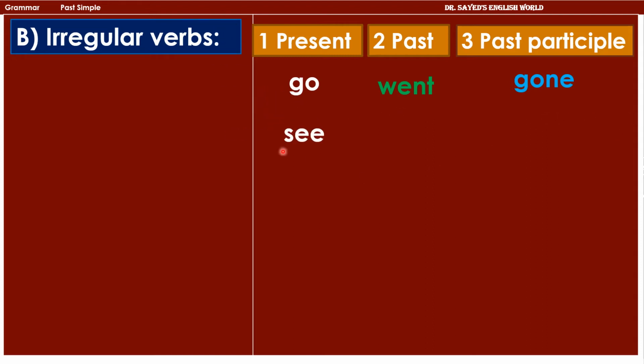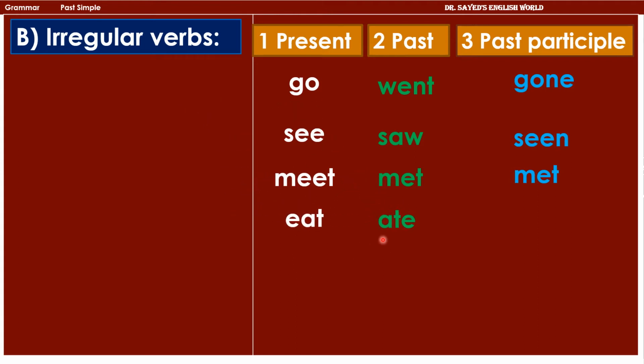is gone. A verb like see, we have saw, seen, okay? So the past is saw. A verb like meet, met, met, the past is met. Eat, ate, eaten, okay? So the past is ate. Let's have a look, for example. So in case we are going to use go in the past simple, we're going to use went, okay?